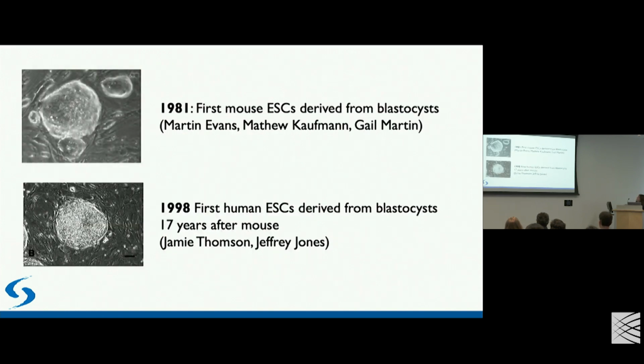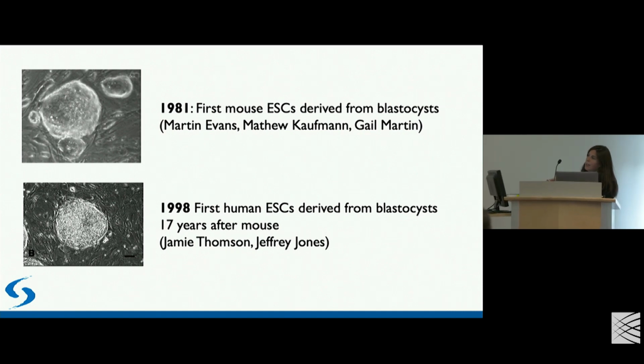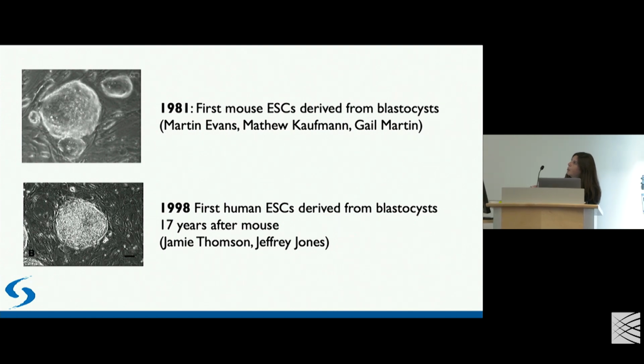The first mouse embryonic stem cells were derived from blastocysts in 1981 by Martin Evans, Matthew Kaufman, and Gail Martin, but it's not until 17 years later that they were first derived from human blastocysts in 1998.